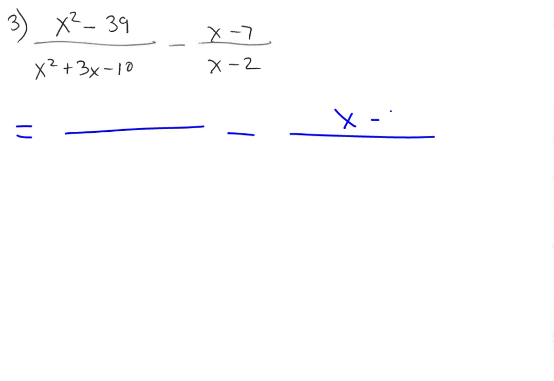Now, the second fraction is not really factorable. The x minus 2 is already prime. You can't go any further with that, so we'll just recopy that second fraction. But the first fraction has a trinomial denominator that is suspiciously possibly factorable. So you can go through your factoring methods on it. I'm just going to copy the numerator down, the x squared minus 39.